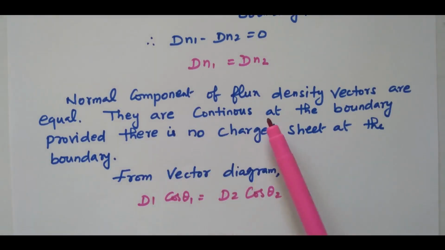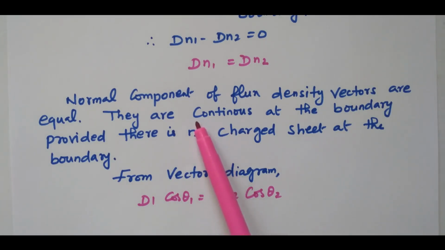Normal components of flux density vectors are equal. They are continuous at the boundary provided there is no charged sheet at the boundary. How does it become continuous? Only if there is no charged sheet at the boundary. From the vector diagram we can write this relation: D1 cos theta 1 equals D2 cos theta 2.